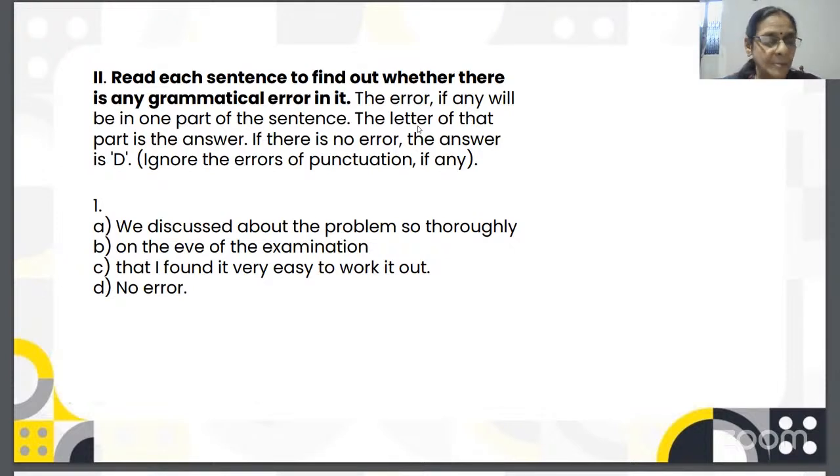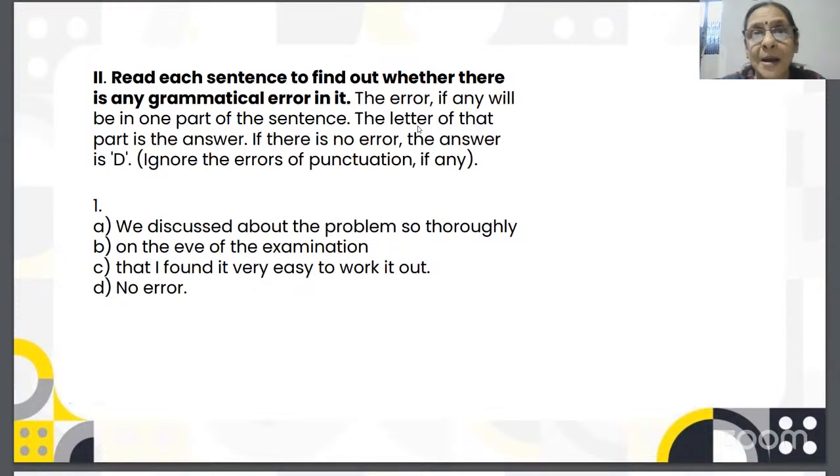Actually, the mistake is in A. So for your examination, all you have to do is mark A as the error because that is the part which is erroneous. But I can tell you why it is wrong, because you may not know why there is an error in A.